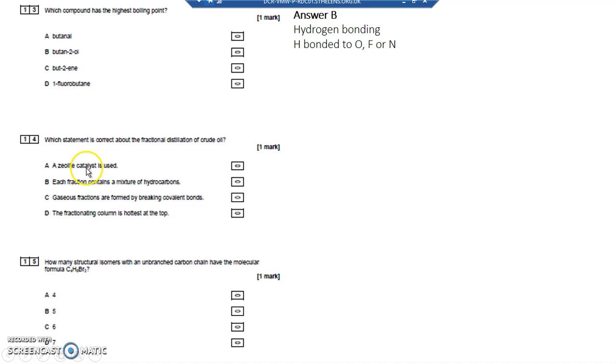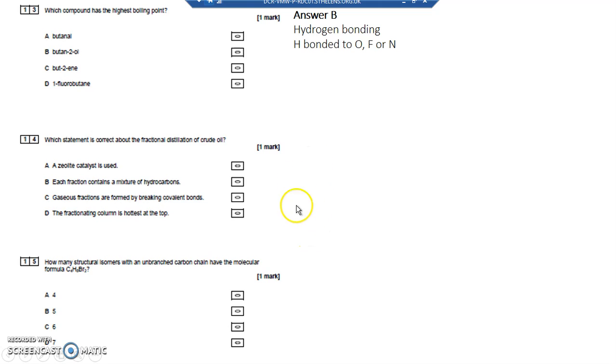Which statement is correct about the fractional distillation of crude oil? Tricky question this. Zeolite catalyst? No, that's used for catalytic cracking, the breaking of long chains into short chains using a catalyst. Each fraction contains a mixture of hydrocarbons. Well, that's true. You might think that when you do fractional distillation of crude oil, each fraction is pure. It's not. It's still going to have a mixture because you're never going to get complete evaporation at any one particular boiling point.